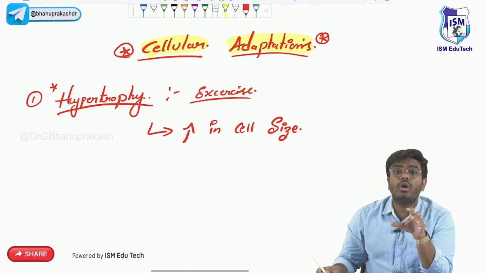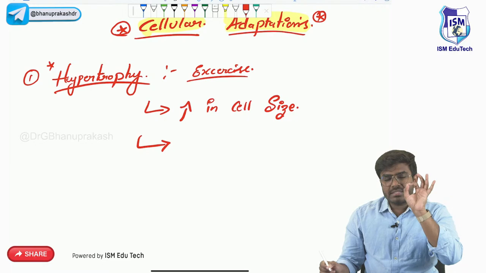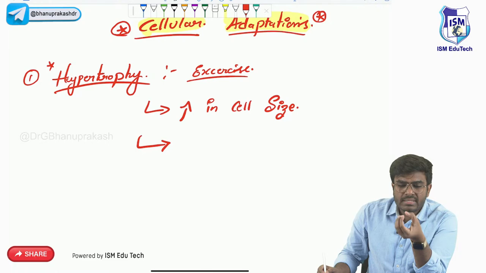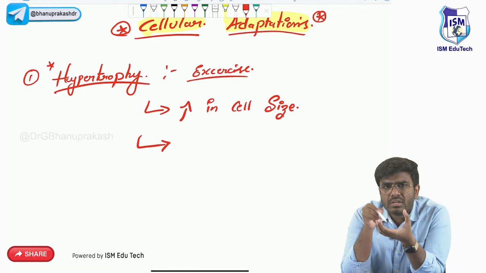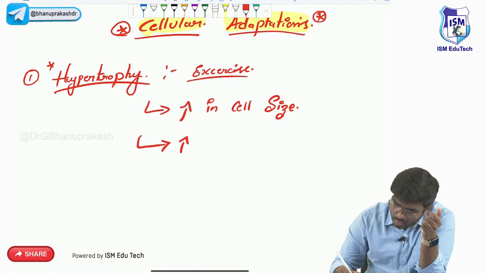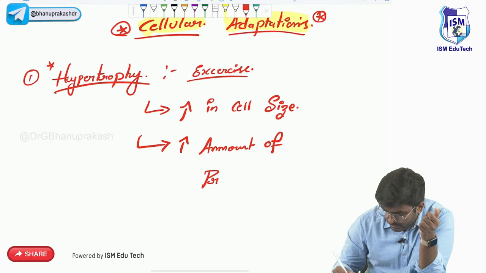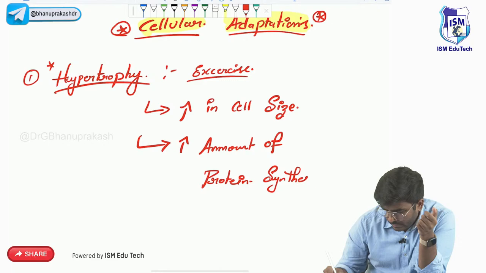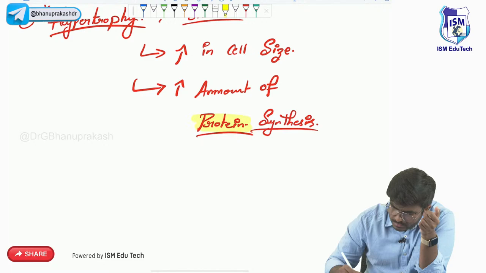Now, from the exam point of view, what should you know? This increase in cell size, is it because of increased carbohydrate concentration inside the cell, or increased lipid deposition in the cell, or increased protein synthesis inside the cell? It's because of the increase in the amount of protein synthesis. Because of the increased protein synthesis inside the cell, hypertrophy will happen.